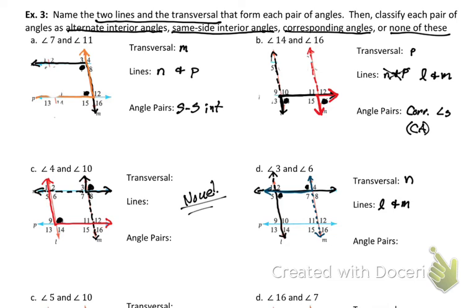I agree with that. These are going to be alternate interior angles because we said this is our transversal. Are they on opposite sides of the transversal? Are they on opposite sides of the transversal? Yes. Are they on the interior? Are they between the 2 lines?